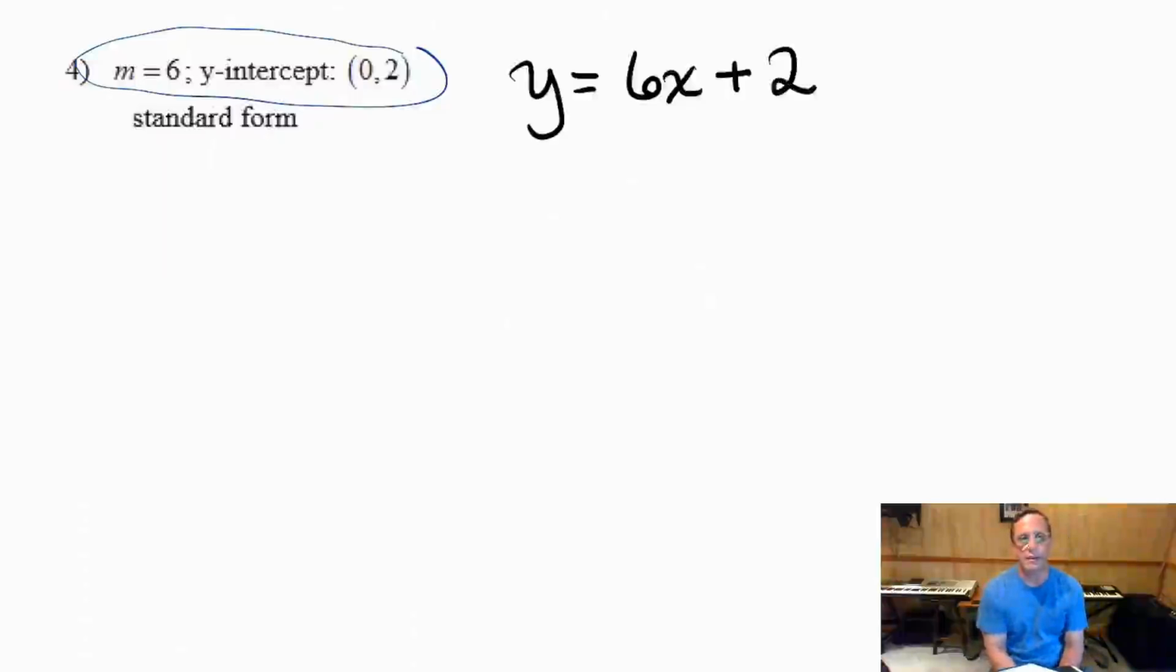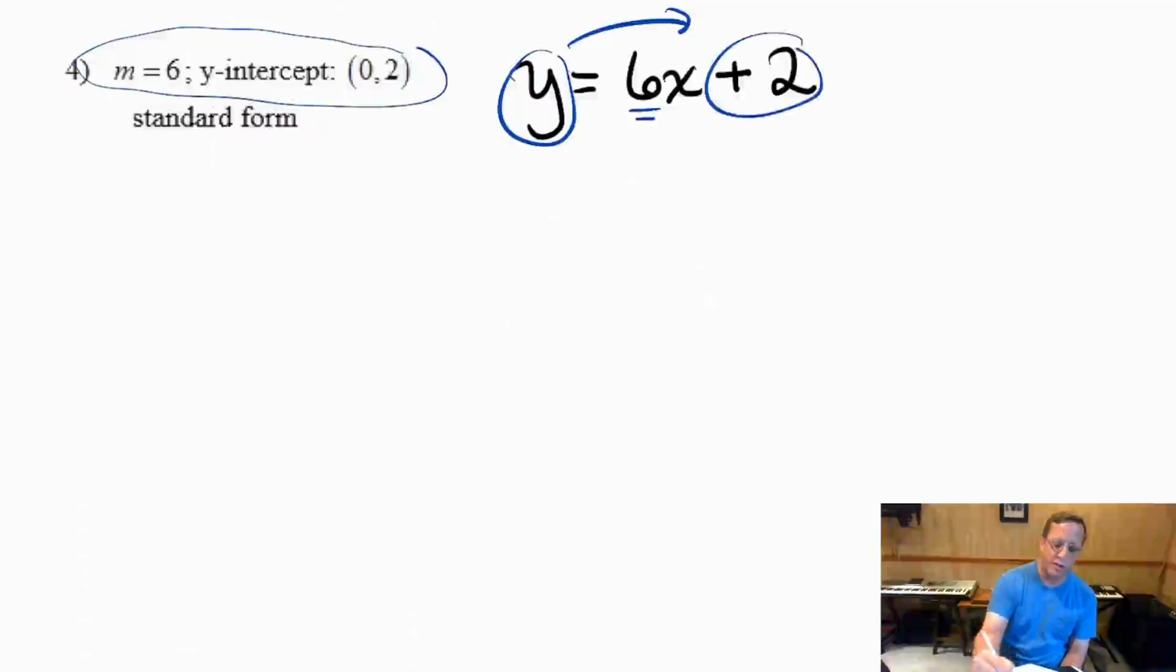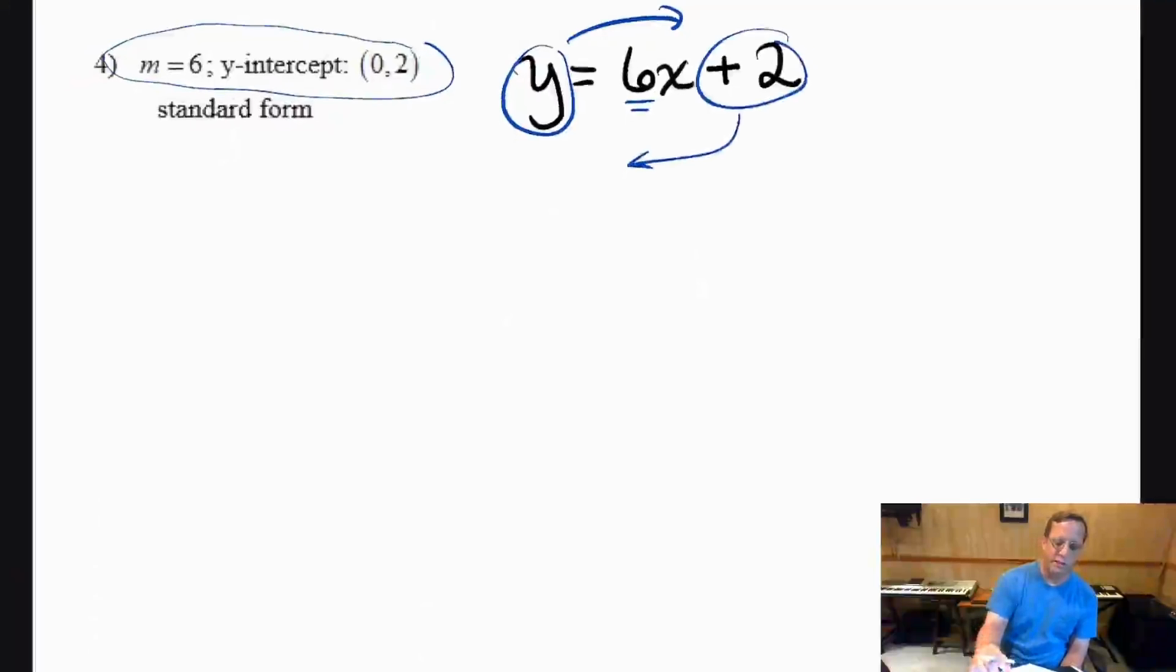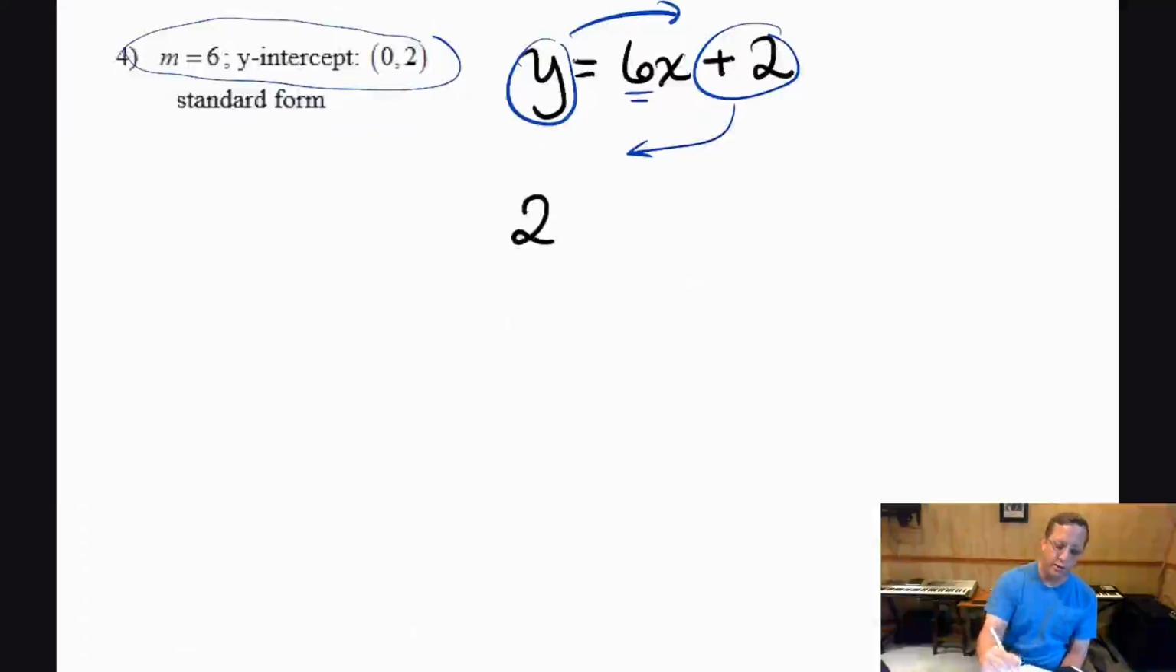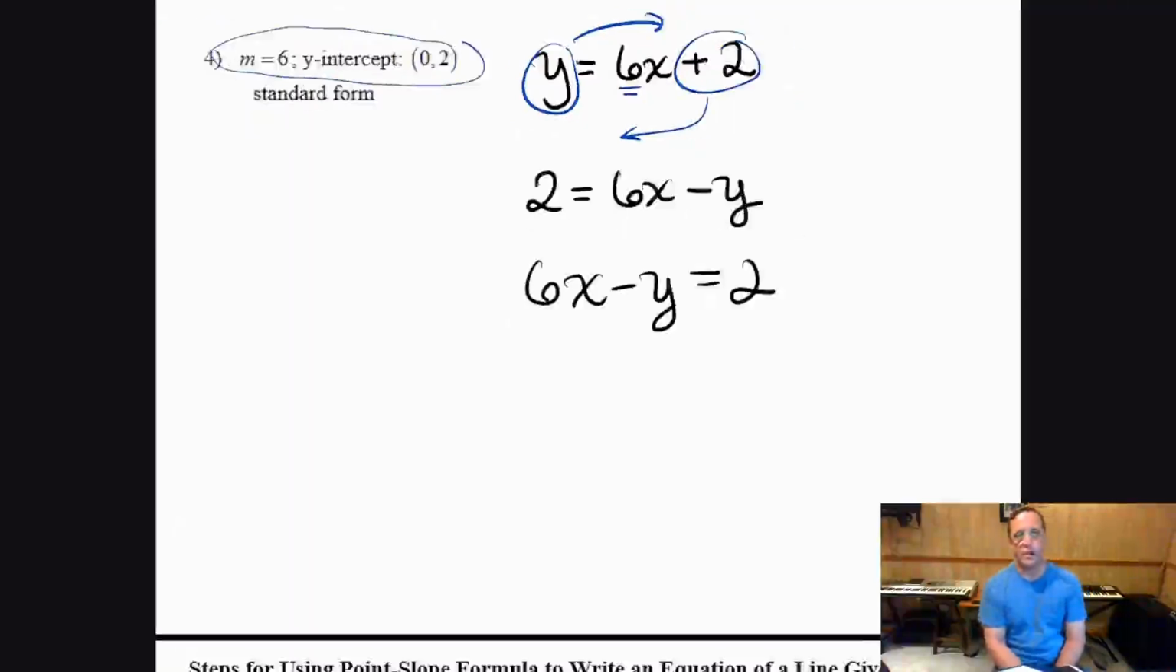And in order to get it into standard form, we got to get the y and the x on the same side. So I'm going to move this y over here since this x is already positive. I'm going to move the constant to the other side of the equation, and you should get 6x minus y equals 2. And that one does not have any common factors. The coefficient of the x term, that's our a, is positive, and that's what we want.